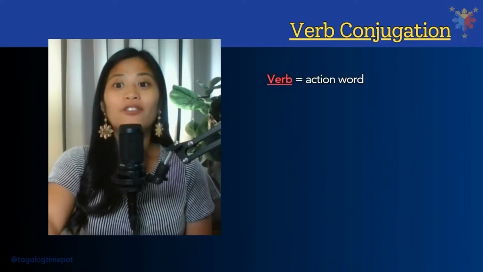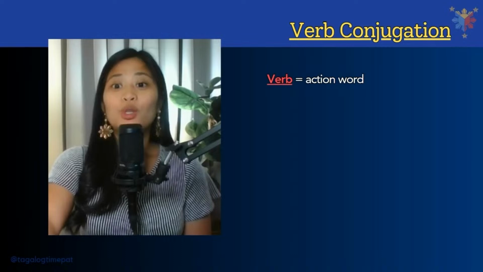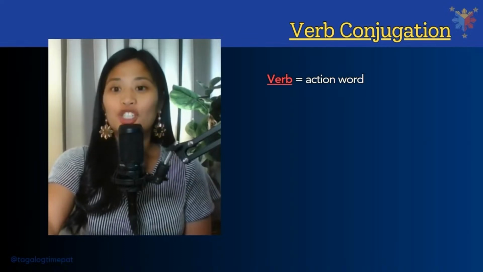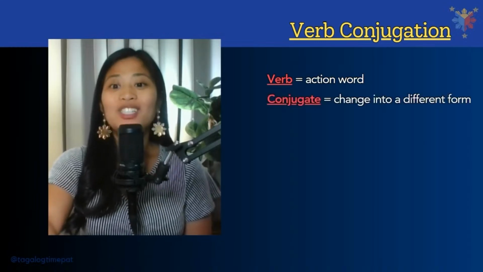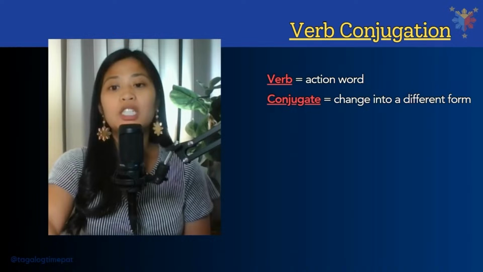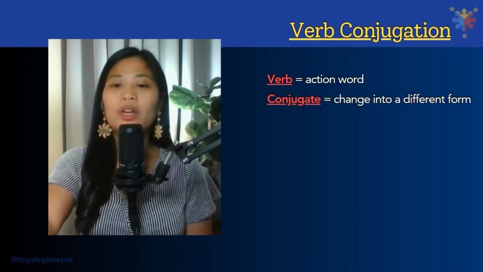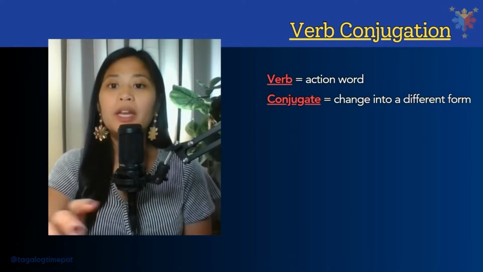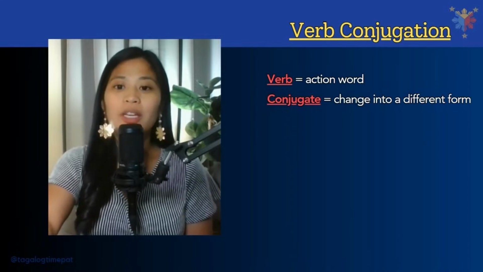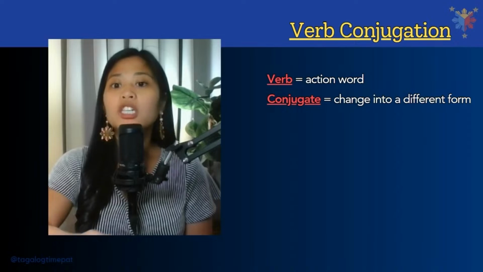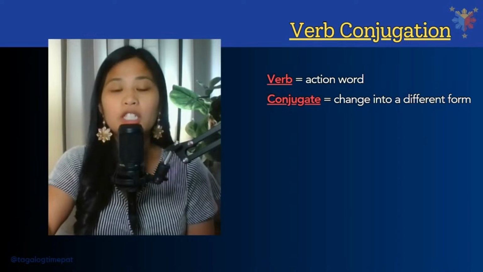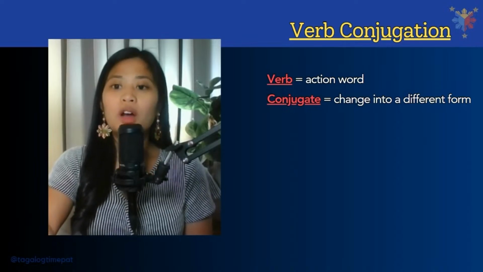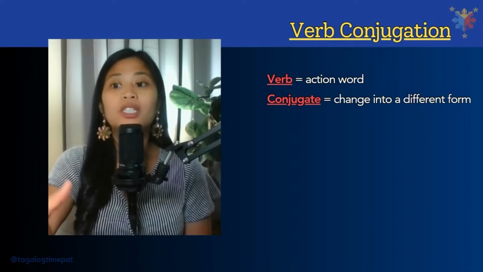So what is verb conjugation? First of all, a verb is an action word. So to run, to play, to jump, any kind of movement or action, that is a verb. And to conjugate means to change into a different form. So when we speak, we are constantly conjugating verbs depending on what we're trying to say. If we are talking about something that happened yesterday, we conjugate the verb in the past tense. If we are talking about what we will be doing tomorrow, we conjugate the verb in the future tense. So to conjugate just means to change into a different form.